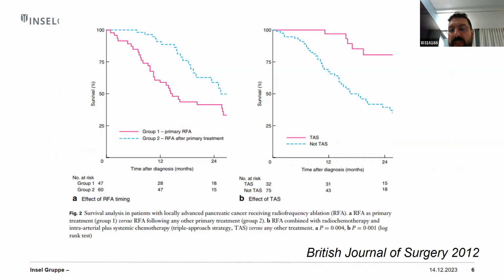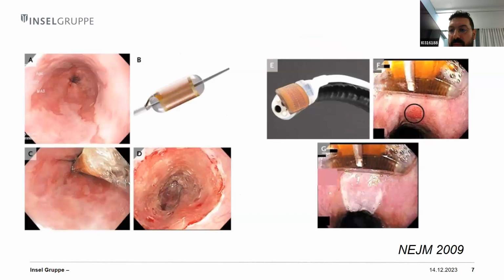In fact, some small studies have also shown an improvement in survival among patients with unresectable pancreatic adenocarcinoma with the use of palliative RFA. In terms of its endoscopic application, RFA already has an established role in the treatment of Barrett's esophagus with dysplasia and the prevention of esophageal adenocarcinoma, which we use regularly.